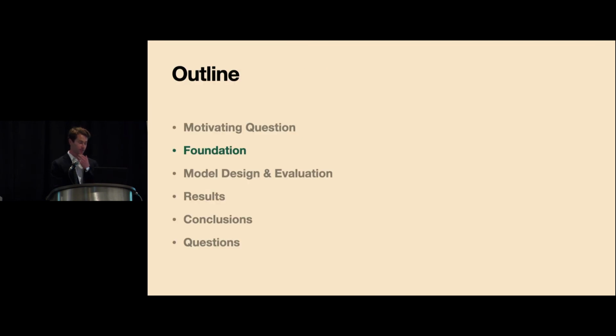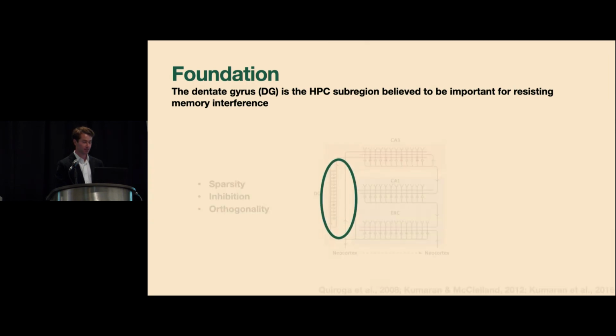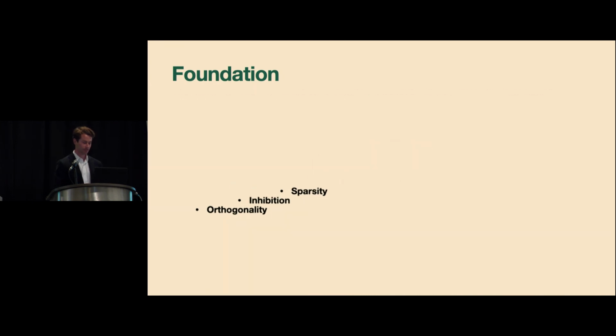With that, moving on to the foundation, the hippocampus is, as there's no need to reiterate, a very complex neural structure that is itself composed of multiple subregions with intricate wiring and circuitry. As such, I'm going to be focusing on one, the dentate gyrus, and that's primarily because the dentate is in possession of several neural characteristics that are relevant to this question of memory interference, namely sparsity, inhibition, and orthogonality.